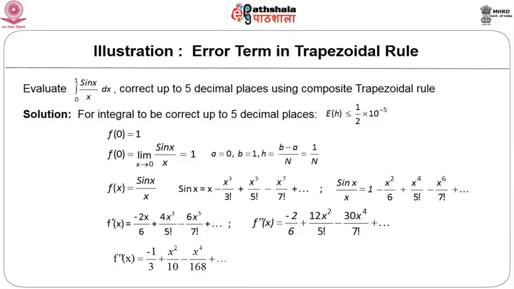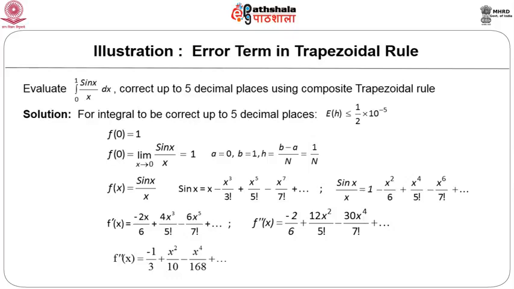Similarly, we can consider another example: the integral from 0 to 1 of sin x by x dx, needed to be evaluated correct up to 5 decimal places by applying the composite trapezoidal rule. In this case, E_h is less than or equal to half into 10 raised to minus 5. At 0, sin x by x as such is not defined, but the limit as x tends to 0 of sin x by x is 1. So, the integrand can be assumed to be 1 at the point 0. So, here again a is 0, b is 1, h is 1 by n, and we do a similar exercise.